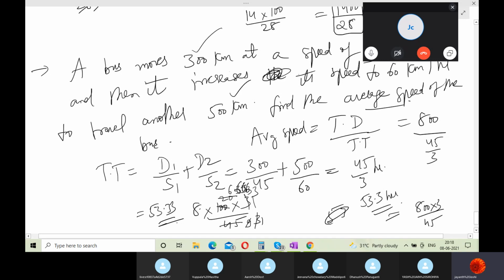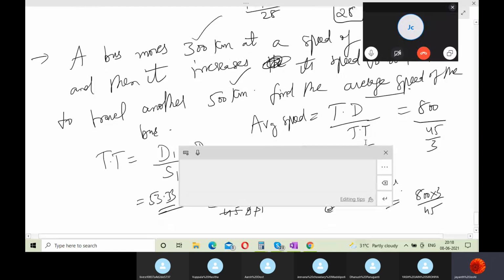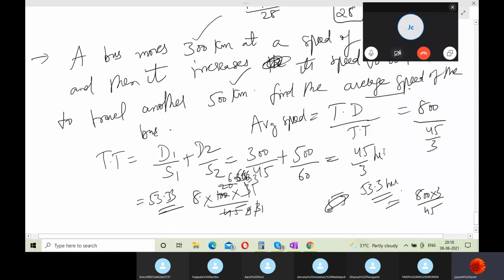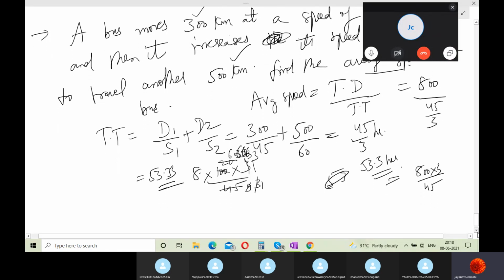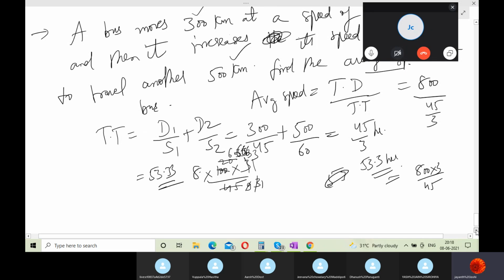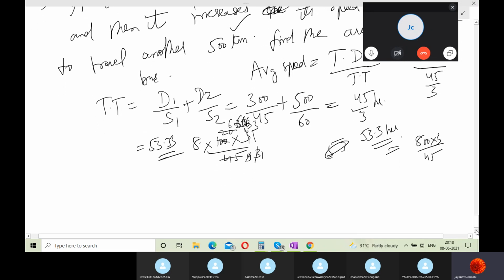Okay, please finish this. And now try the next question which I'm giving. Okay, see, before trying the next question, I'm giving you some basic formula. Please understand this.